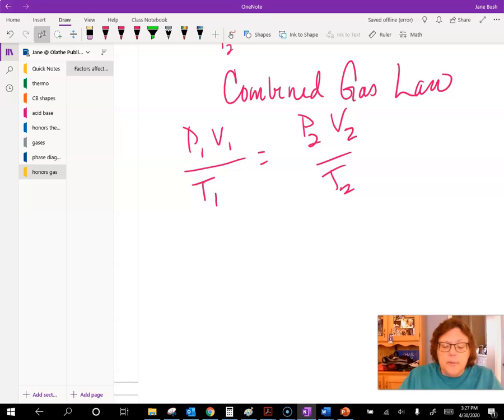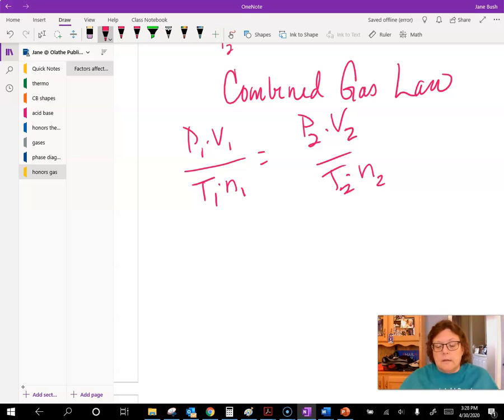Now, the fourth piece that we talked about in the notes, besides pressure, volume, and temperature, was number of moles. I used the example of blowing up a balloon: more breath going into the balloon makes the balloon bigger. So volume and the number of particles are also directly changing. So I'm going to put N down here. So P times V divided by N times T is equal to P2V2 divided by T2 times N2.